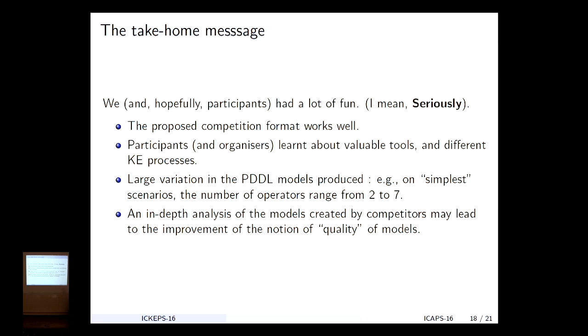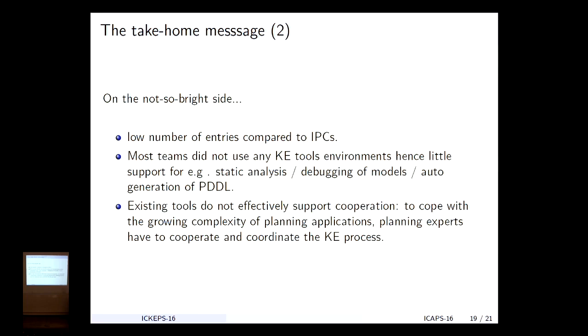On the not so positive or future work side, it would have been better to get about 20 teams rather than 6. And it would have been better to have a larger range of tools environments. We know there are tools environments out there to do knowledge engineering for AI planning, and most of the teams didn't actually use any of these. So it would have been better to do that.